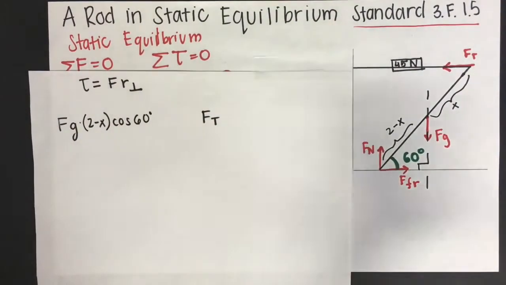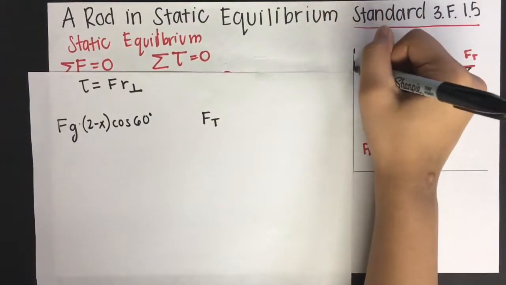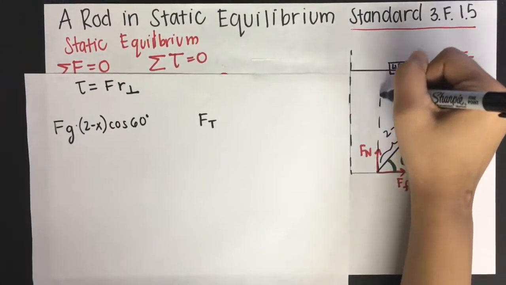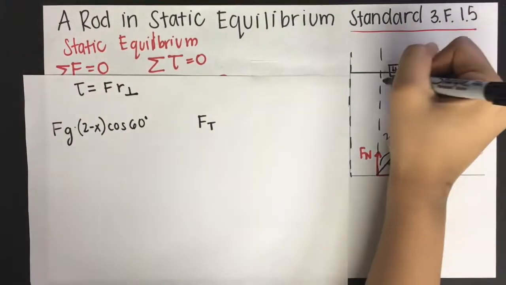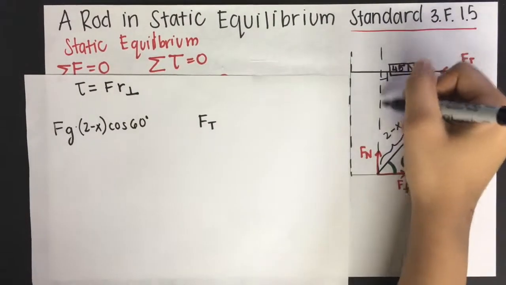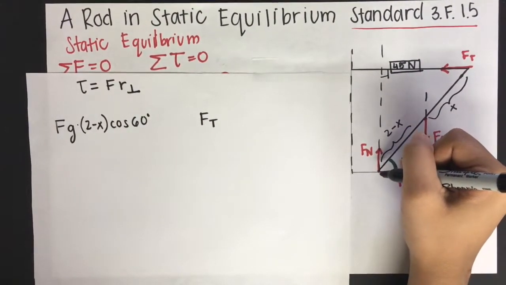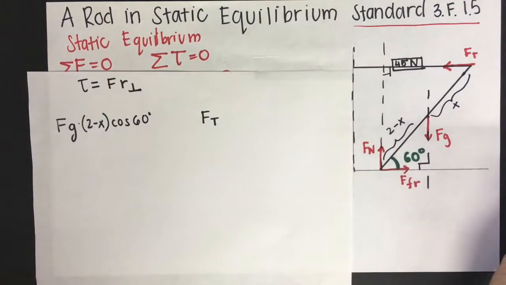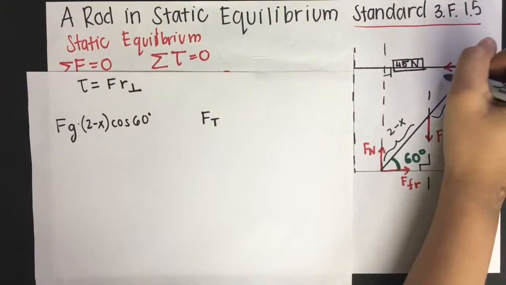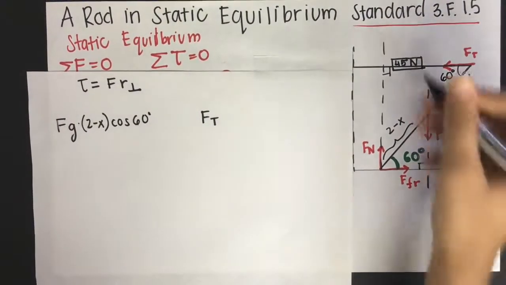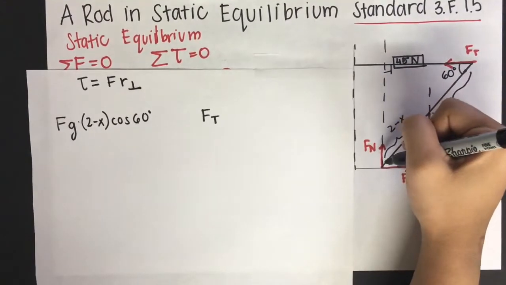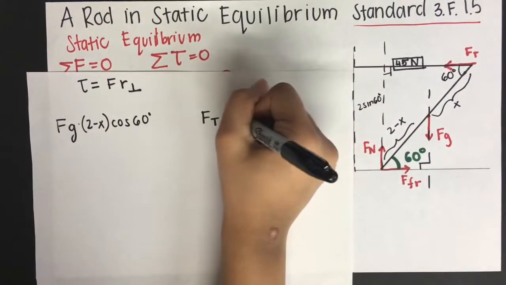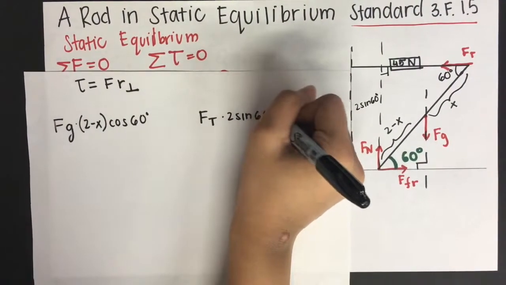Now let's look at the tension. Let's extend the line of the pivot point, and this is a perpendicular. This will be the perpendicular distance of the line of force of the tension from the pivot point. We know that this angle is 60 degrees, and by the alternate interior angles theorem, this will also be 60 degrees. So that means that this will be 2 times sine of 60 degrees. So multiply the tension by 2 sine of 60 degrees.